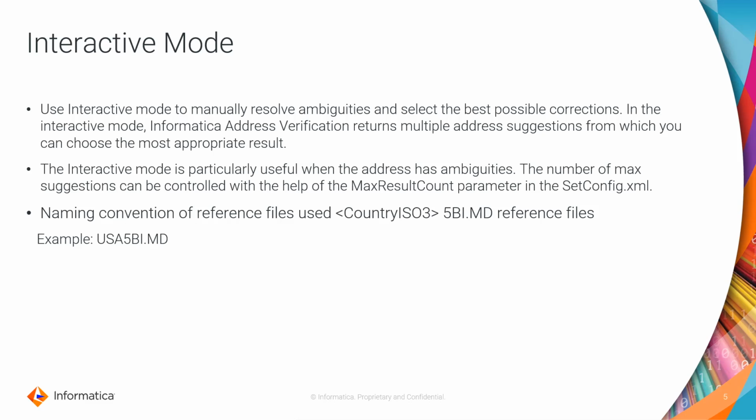The naming convention of the interactive files is country ISO 3 followed by numerical 5 bi.md. For example, the USA interactive file is USA5 bi.md. In case of both batch mode and interactive mode, the same file is used.